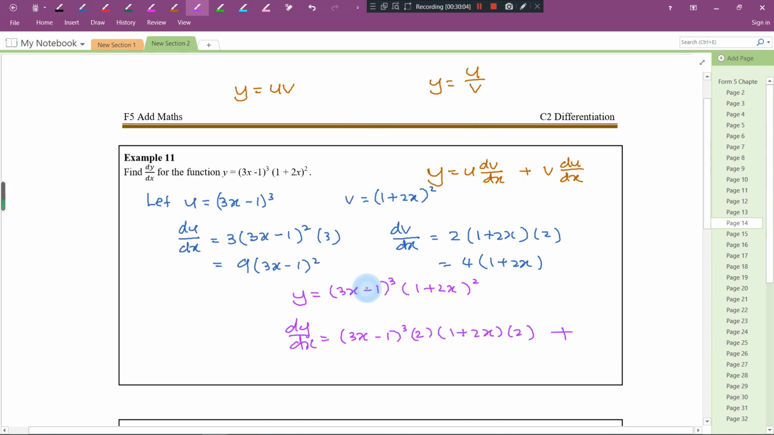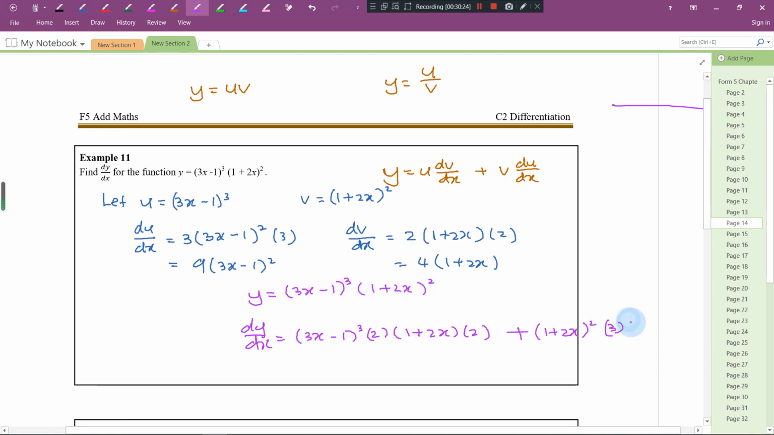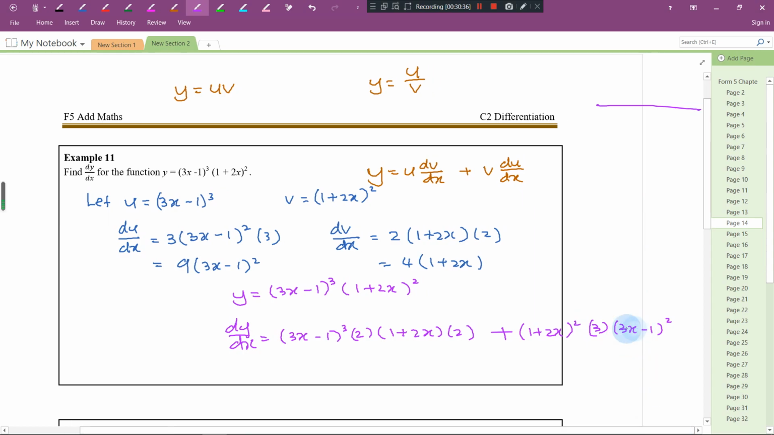Okay, just now we copy this, differentiate this, right? Now we change. Copy this, differentiate another one. Copy this, (1 plus 2x) raised to the power of 2. And differentiate this, you bring down the 3. Copy the whole thing. 3 minus 1 you get 2. And don't stop yet. You still need to differentiate inside here. 3x minus 1, you differentiate it, you get 3. Okay, let's continue.